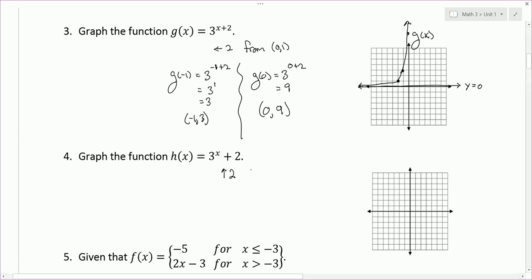But remember, because it's exponential, we're translating from the point (0, 1), not (0, 0). So up 2 units from (0, 1), we end up at (0, 3). And then we need a couple extra values. So we already have (0, 3). Let's plug in 1 for x and see what we end up with. And we end up with 5.